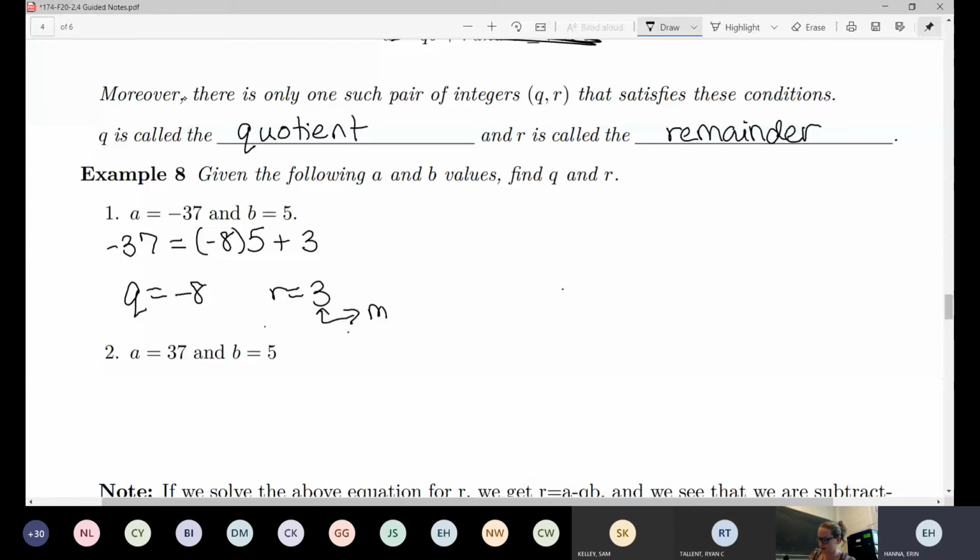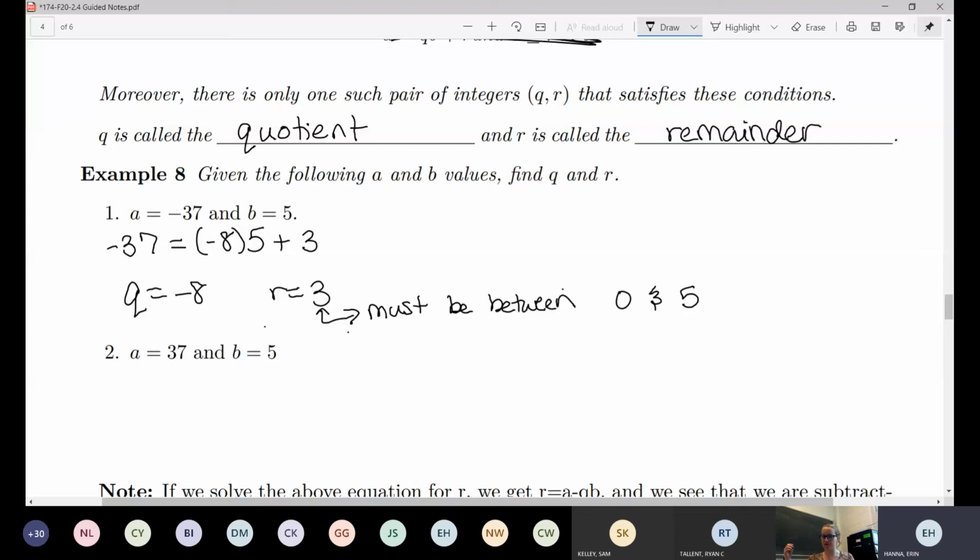You need to be careful, because this number must be between 0 and 5, which is why we're forced to let our q value be negative 8. You might say, well, what if I let it be negative 7 and then I just subtract 2? Well, that wouldn't work, because your remainder always has to be between 0 and your b value. That's why we're forced to take it down to negative 8. So our remainder would be 3 and our quotient would be negative 8.